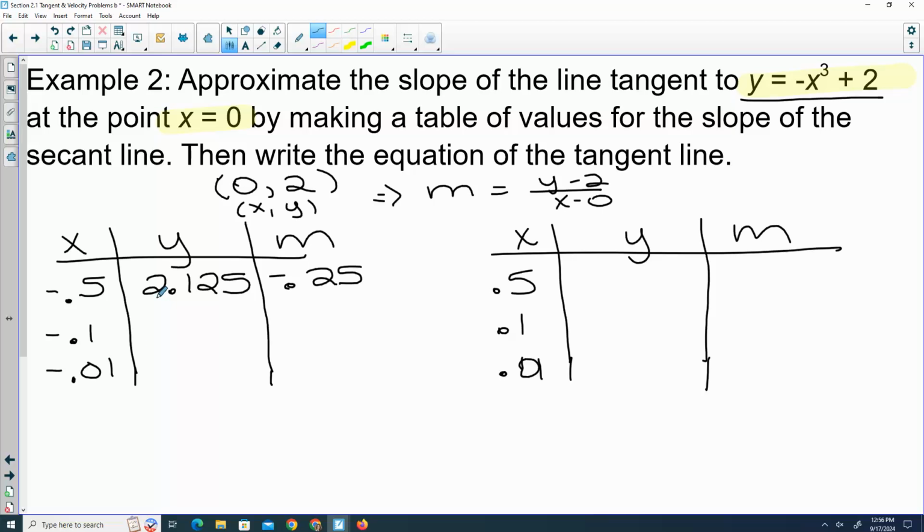So now if I do my negative 0.1, I have the opposite of negative 0.1 cubed plus 2, so 2.001. Now if I do my slope, we're doing the slope between the ordered pair 0, 2, and this one. So y2 minus y1 over x2 minus x1. And what did you guys get for your slope this time?